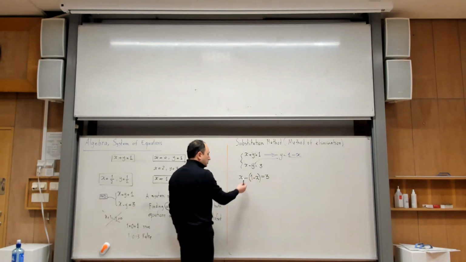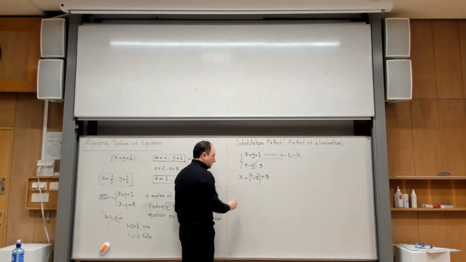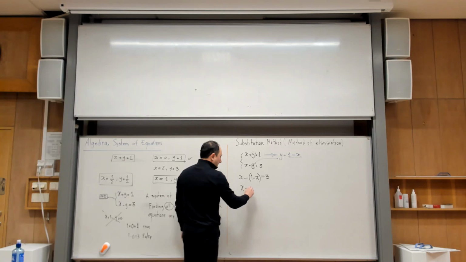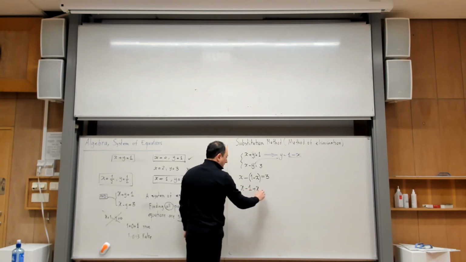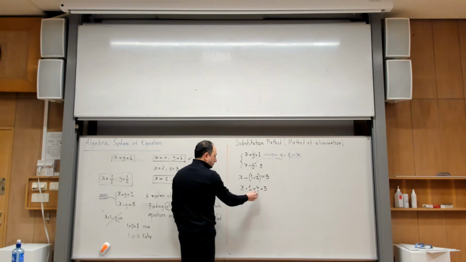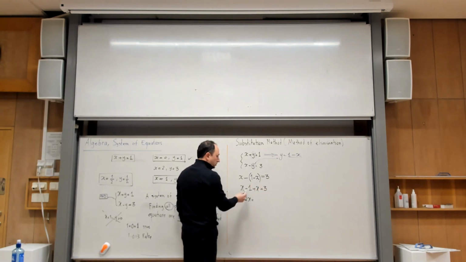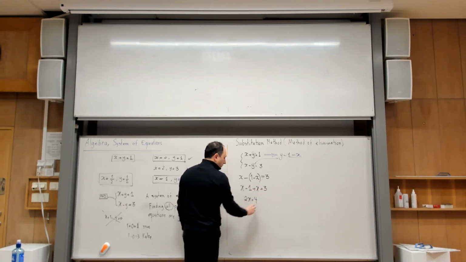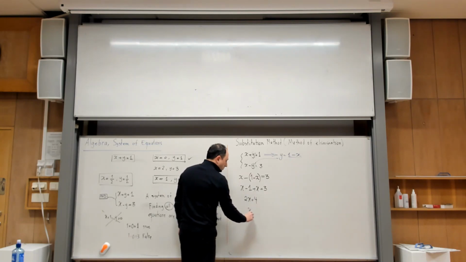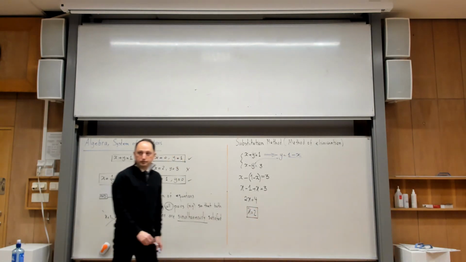So what can I do? I multiply this negative sign in. So this becomes x minus 1 plus x equals 3. x plus x is 2x. I move minus 1 to the other side. It becomes positive 1 and 3, 4. And then I divide by 2 to make x alone. x equals 2. Yes?